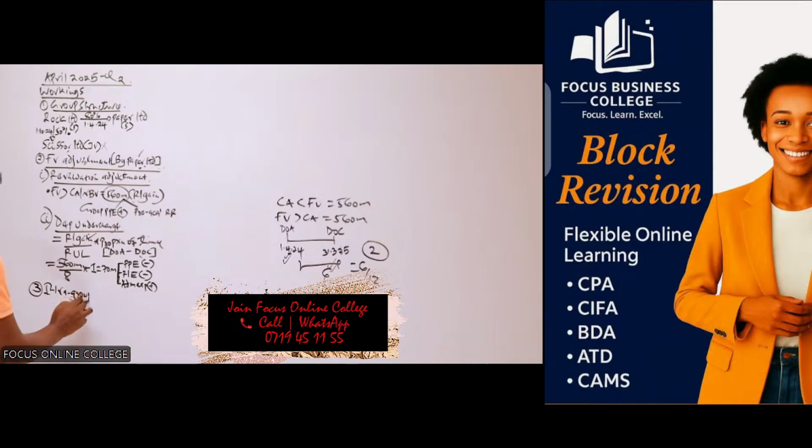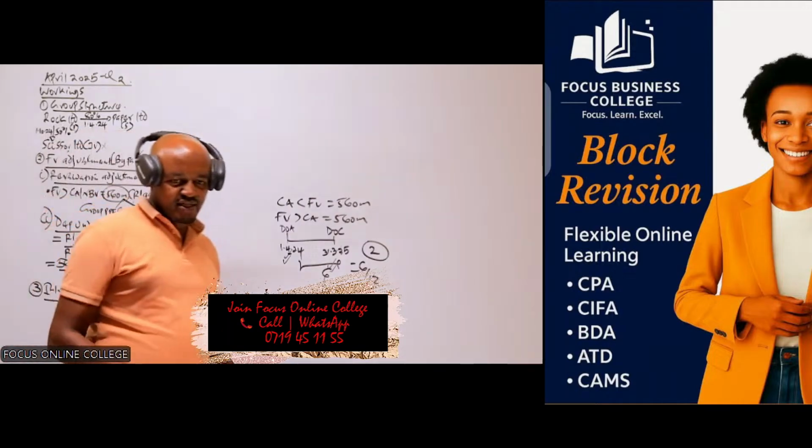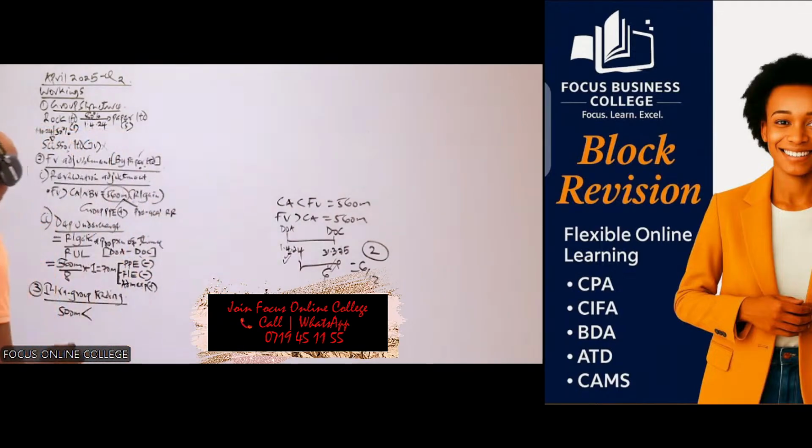Intragroup trading. And basically we are told the goods which were sold by Paper to Rock had a value of 500 million. So basically we have said that these sales between the parent and the subsidiary are fixed sales. So therefore this will be deducted from the group revenue.